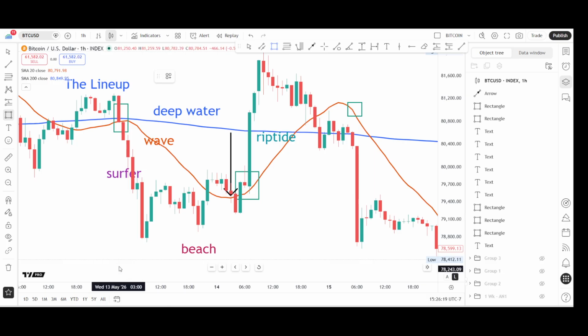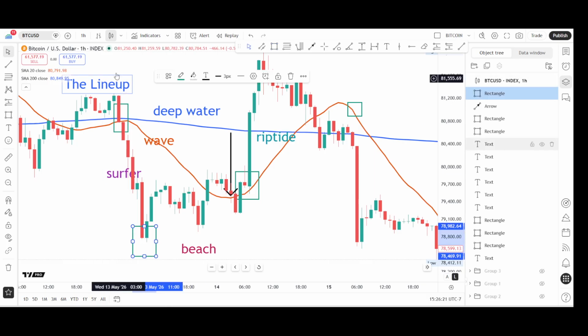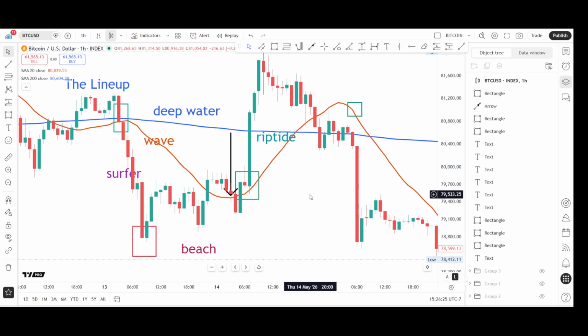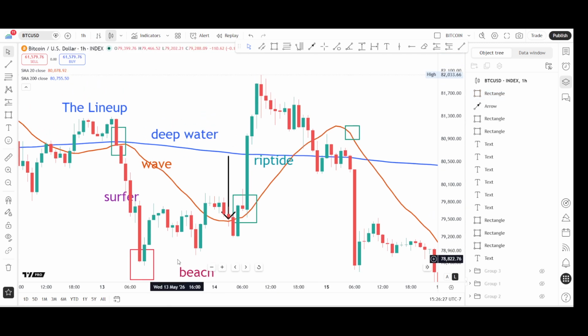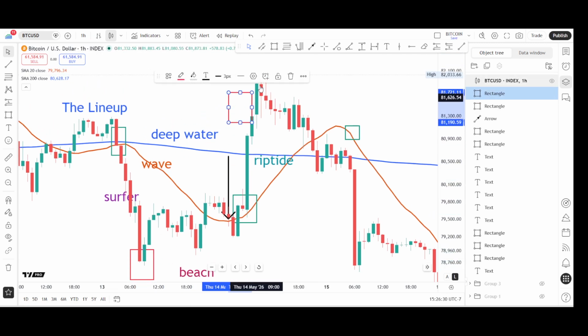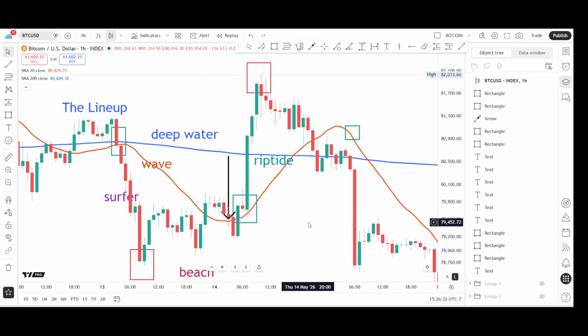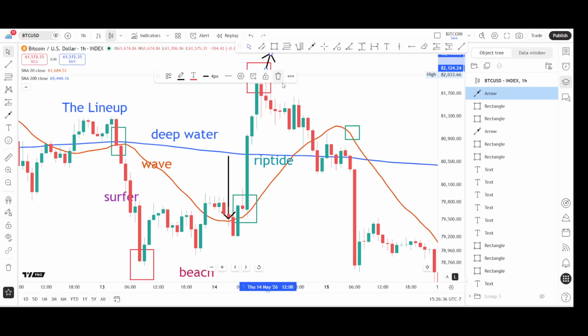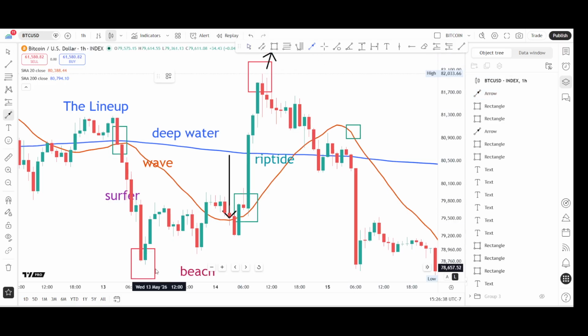Away from the 20. You're not going to enter here. You're not going to enter here. Not this way. And not this way.